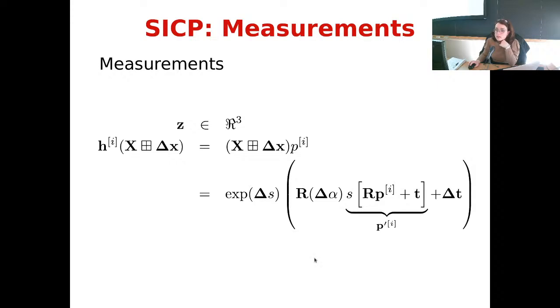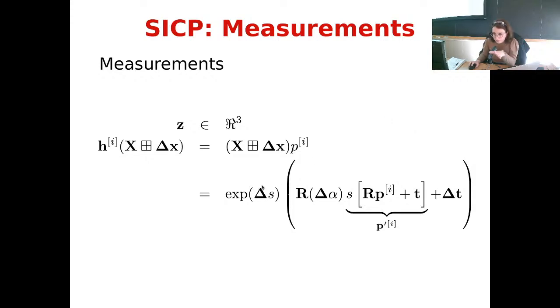Okay, this is the way you should read this formula. You have the point pi in the world frame, you obtain the point pi prime in the robot frame by applying x, and then finally you apply the displacement by delta x, the perturbation delta x.